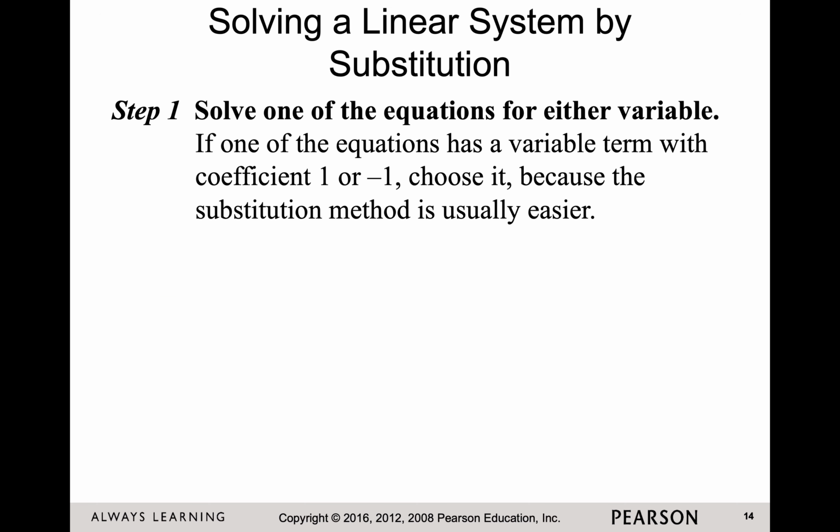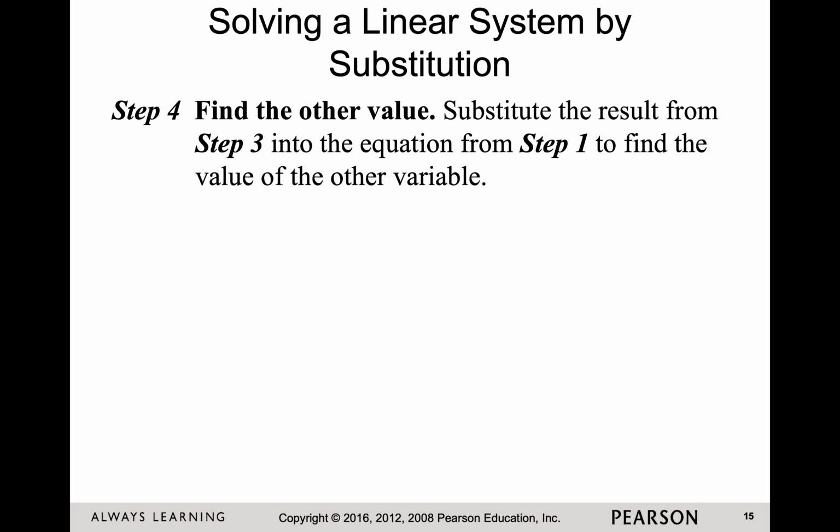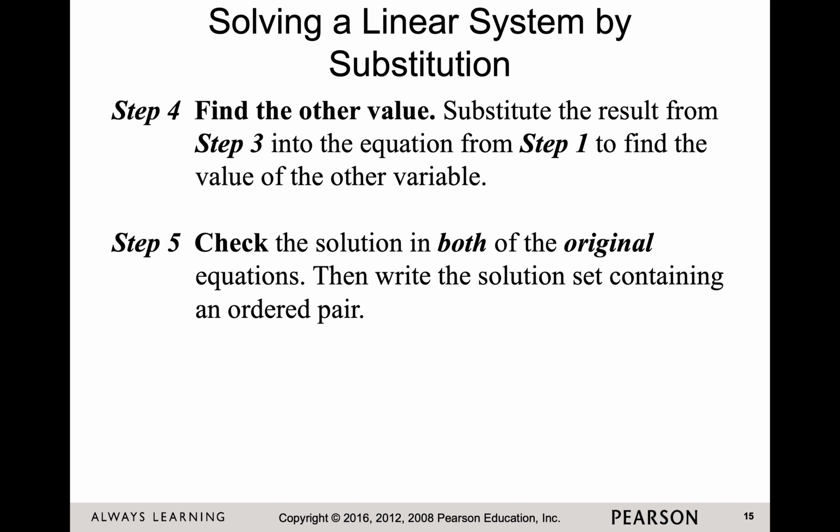So if I were to put this in a series of steps and explain it, the first step would be solve one of the equations for either variable. Then you would substitute for that variable into the other equation, and you would solve. Last, you would find the other value by replacing the variable with the number you found. Then you would ideally want to check the solution. So when you're in the lab and when you're taking your test, it's always a positive to check that solution.